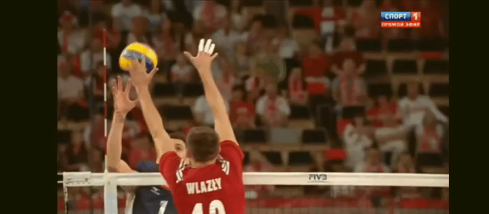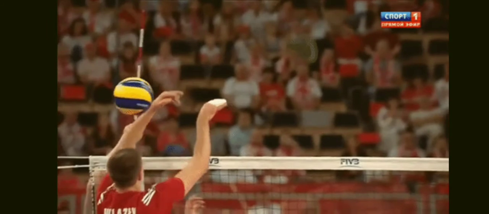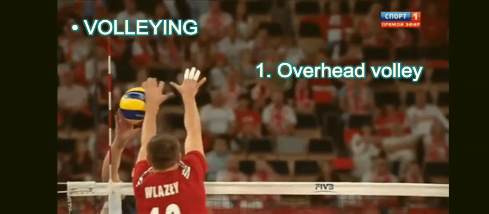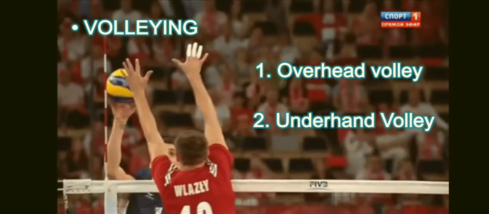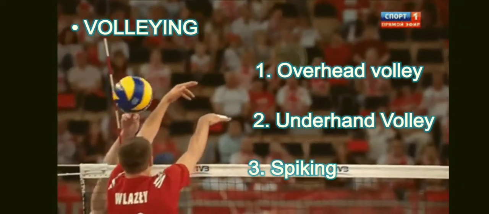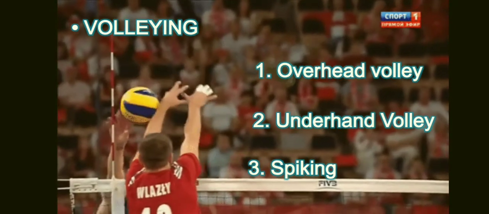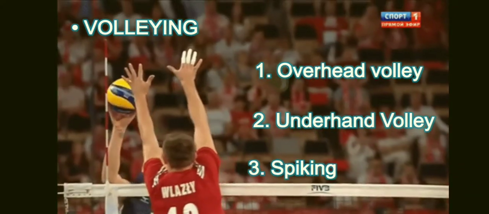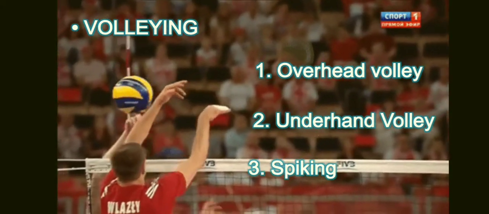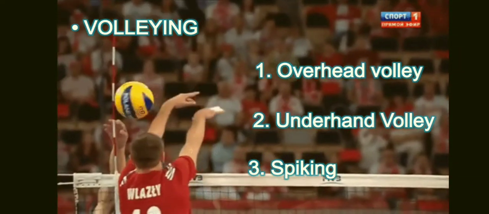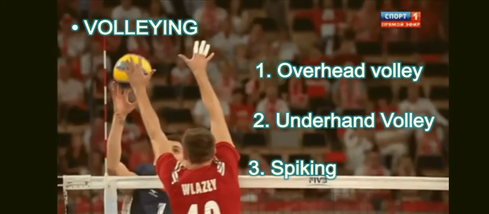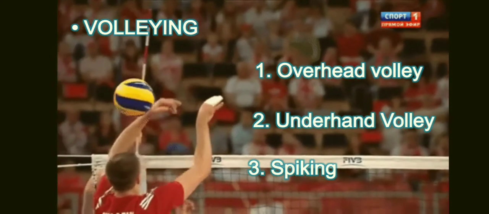Next is the volleying. There are 3 types of that. One is the overhead volley, two is the underhand volley, and three is the spiking. The overhead volley is used when you pass a ball to your teammate. Use your fingertips to contact the ball. With a slight wrist snap and strengthening of your arms, the ball should rebound immediately off the fingers. Make a habit of using both hands on every volley.